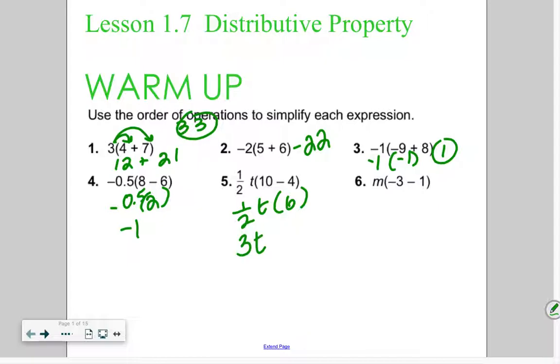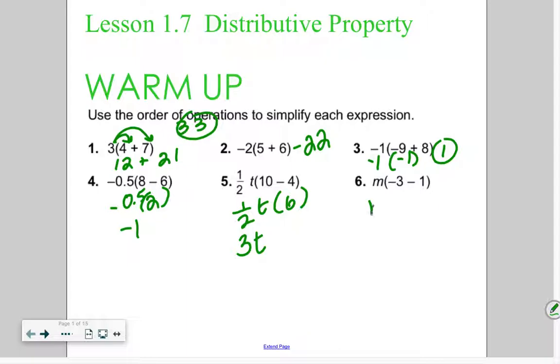What property did I just use? 1/2 times t times 6. I asked you what half of 6 was, and you told me 3. What property did I use to multiply 1/2 and 6 together? Commutative property of multiplication. We changed the order that we multiplied those 3 numbers.